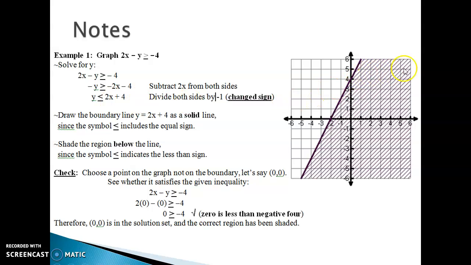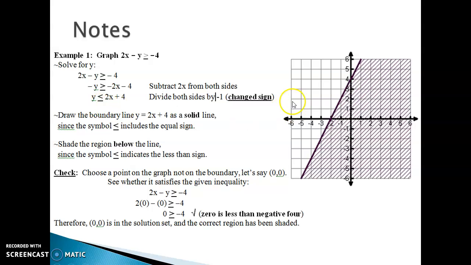All right, and then deciding whether to shade above or below depends on the inequality symbol. If it is a less than symbol, then you are shading below, less than, below. If it's a greater than symbol, shade above the graph. Like I said, we're not learning anything new. That's a review from last class.